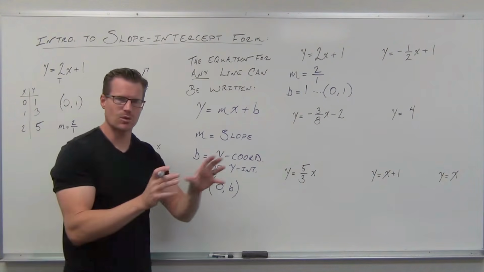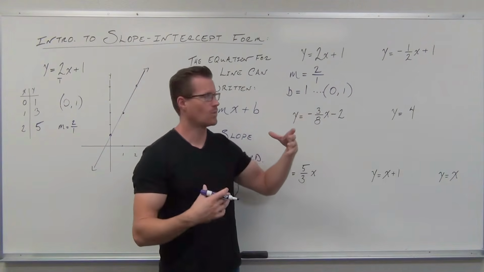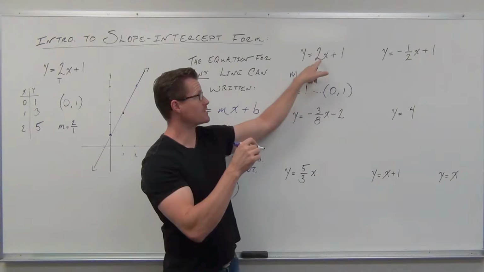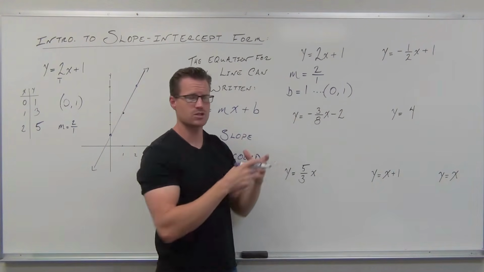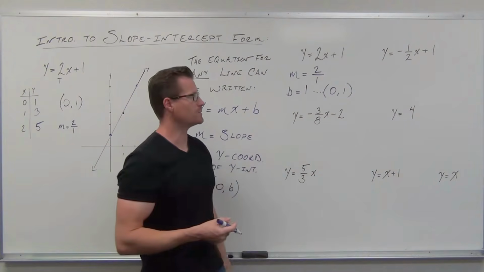Can you see, going forward, if you knew this, that'd be pretty easy to graph. Just like the last video, you go, hey, that's a 1, I'm going to have 0, 1. Put a point. That's a 2, I'm going to have 2 over 1, up 2 over 1. You just graphed a line in like 5 seconds. That's cool. Let's do the next one.